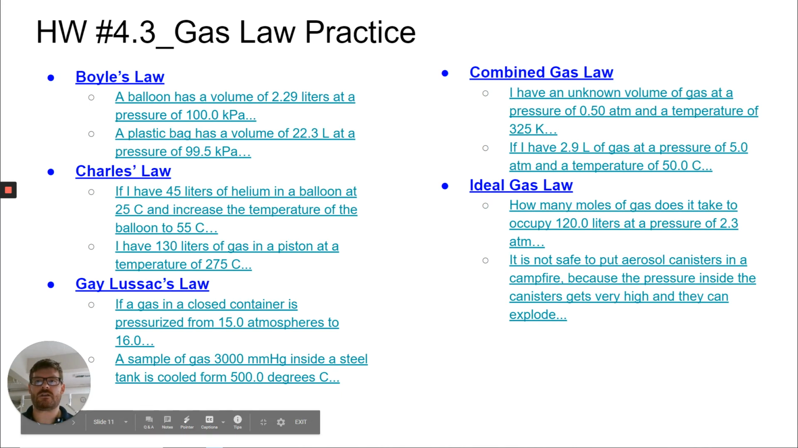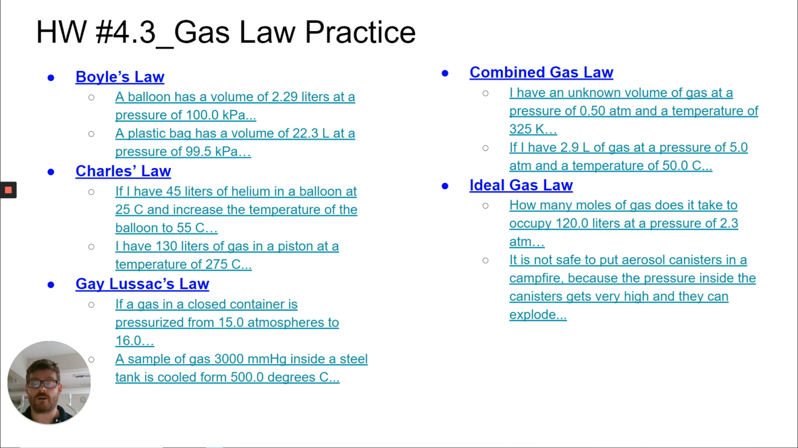I just want to come talk to you guys about the homework that I assigned last week about the gas laws practice. There was a fair amount of, I don't know if it's confusion or just some common errors with these problems, and so I wanted to come to you and go over it to see if I can clear up anything to help you out here.